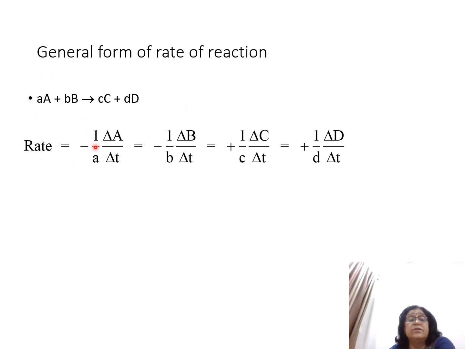So minus 1 by delta A by delta t, this is one way you express the rate of the reaction, or minus 1 by delta B by delta t, or plus 1 by delta C by delta t, equals plus 1 by delta D by delta t. So either way you can express the rate of the reaction.